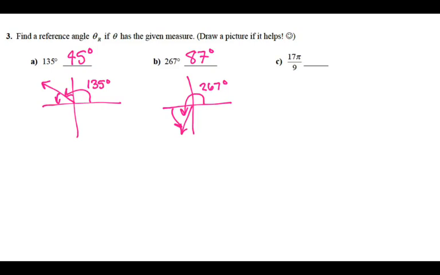And then for 17 pi over 9, I'm going to go ahead and graph it in terms of ninths. So pi in ninths is 9 pi over 9. 2 pi in ninths is, let's see, 18 pi over 9. And 17 is a lot closer to 18 than it is to 9, so it puts me in the fourth quadrant. So that right there is a 17 pi over 9. Here's my reference angle, so I need to figure out how much further I need to go from 17 pi over 9 to 18 pi over 9, and that is pi over 9.